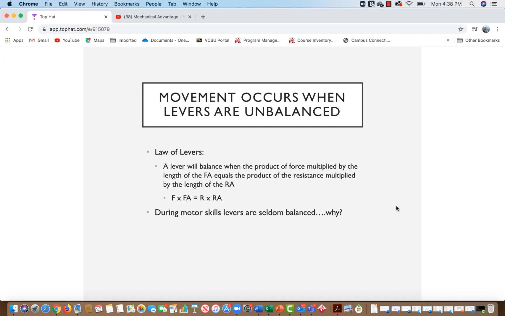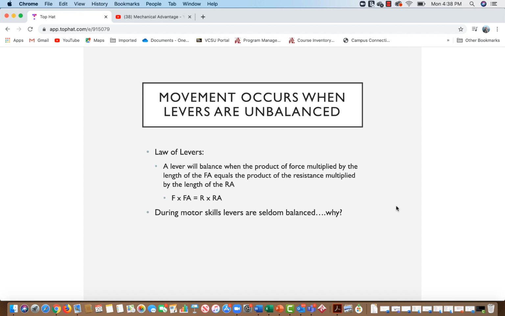So movements occur when levers are unbalanced, and that's what that video showed us, that we have to balance them by manipulating the arms of load and the arms of effort, or the arms of resistance and the arms of force, because we can use those terms interchangeably. That we get movement when we create unbalance.